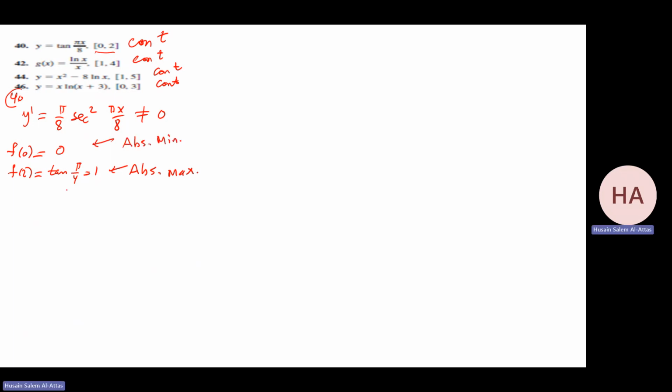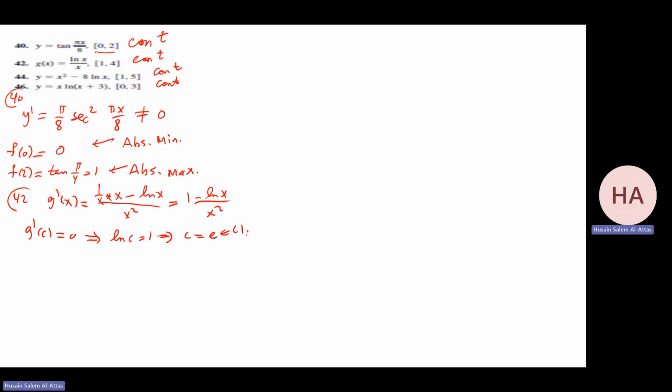Yeah, easy one. 42. It's continuous. Now check g prime at x. I think it's impossible to check it this time. Okay, let me check. g prime at x will be what? 1 over x times x minus ln x over x squared. That is 1 minus ln x over x squared. So g prime at c equals 0. I said ln c equals 1, so c equals e, which is in the interval.